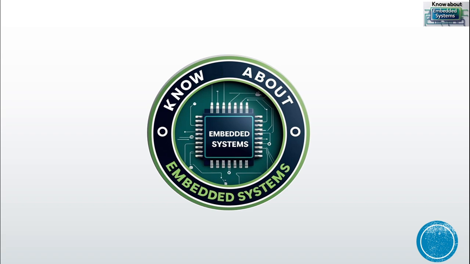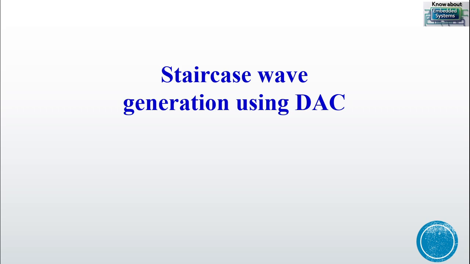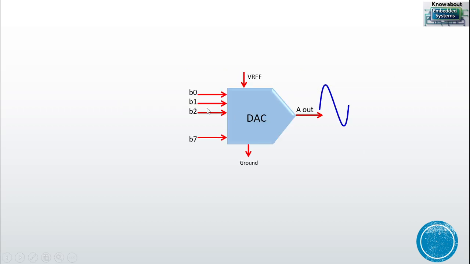In today's video, I'm going to explain how to generate a staircase waveform using DAC. In the previous video, I generated the square wave and the rectangular wave, and in this video, I'll show you how to generate the staircase wave. So this is your DAC. For the DAC, again, we have to provide the proper binary inputs, and then it is possible to generate the staircase wave.